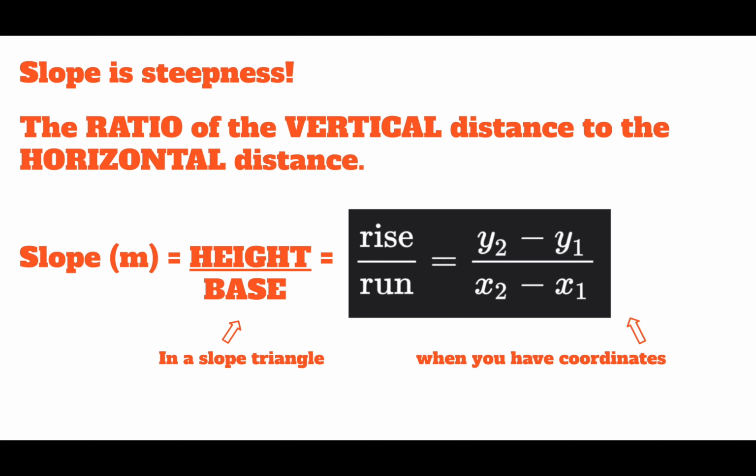All right, here are some final notes. Slope is steepness. It's the ratio of the vertical distance to the horizontal distance, height over the base, rise over the run. You can use a slope triangle for height over base, or you can use the formula when you have coordinates.